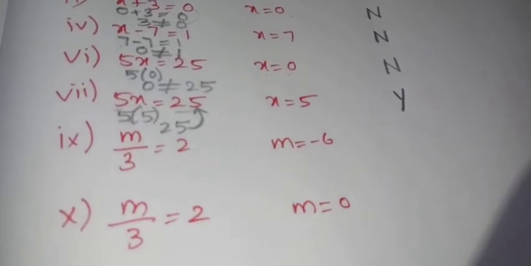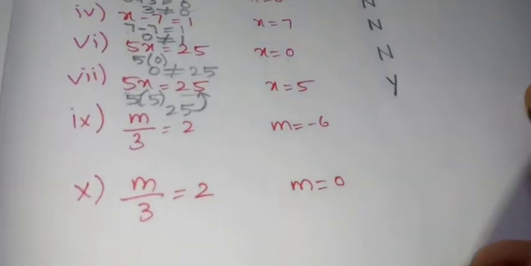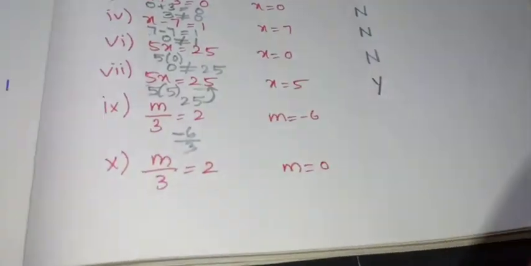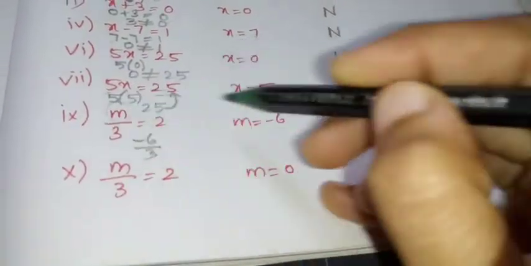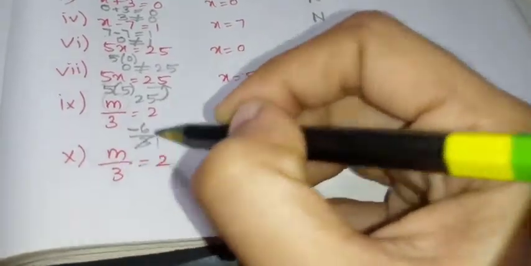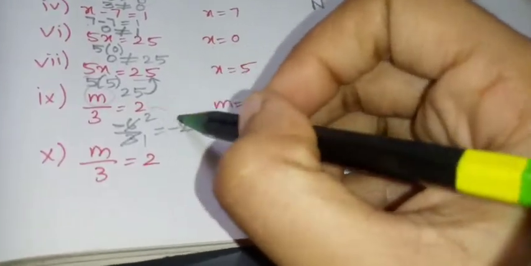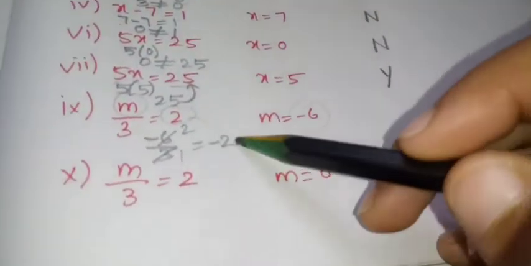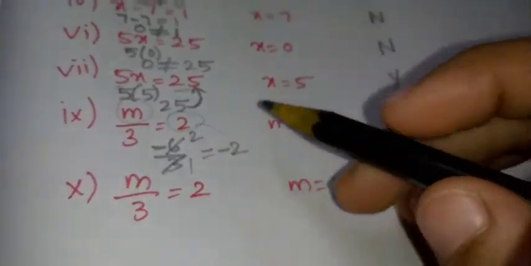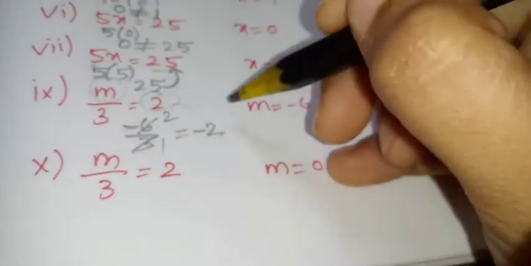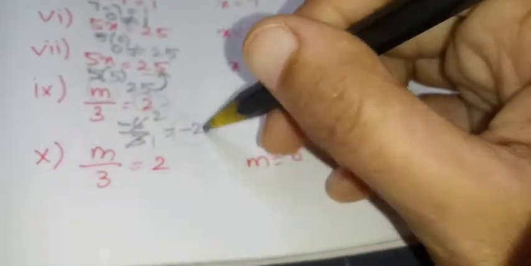Next, 9th problem. M by 3 equal to 2. M by 3. M is what? Minus 6. Minus 6 by 3. 3 ones are 3, 3 twos are 6. So what is the answer? Minus 2, which is not equal to this 2. The answer is what? Minus 2, children. Not 2. So minus 2 is not equal to 2, so this is not satisfied. Here minus 2 is given, here 2 is given. Don't get confused in that. Minus 2 is not equal to 2, so it is not satisfied. Okay.